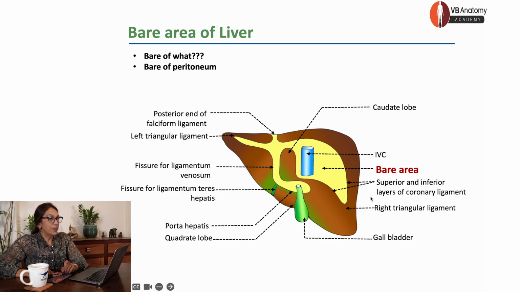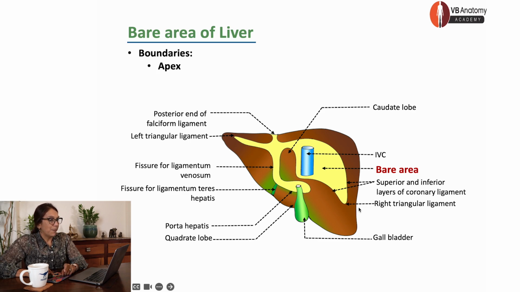Okay? The bare area is bound on both the sides by superior and inferior layers of coronary ligament. See, this is superior layer of coronary ligament. This is inferior layer of coronary ligament. And the apex is where these two coronary ligaments meet to form the right triangular ligament. Don't worry, we will revise this again. And the base of this is formed by the inferior vena cava.